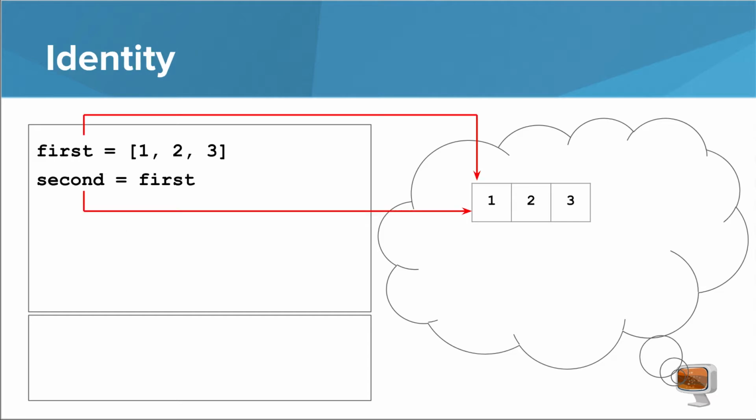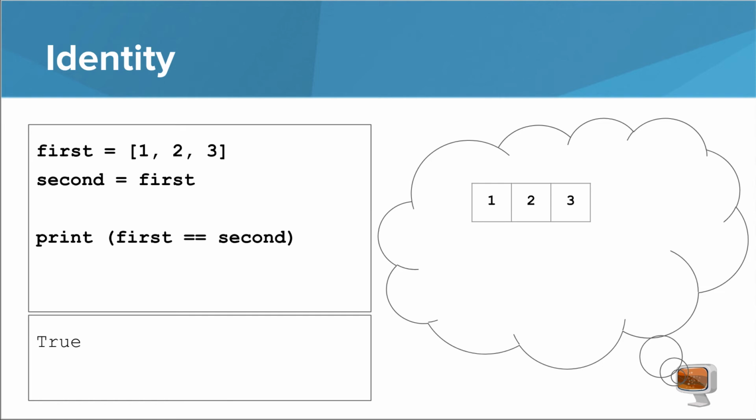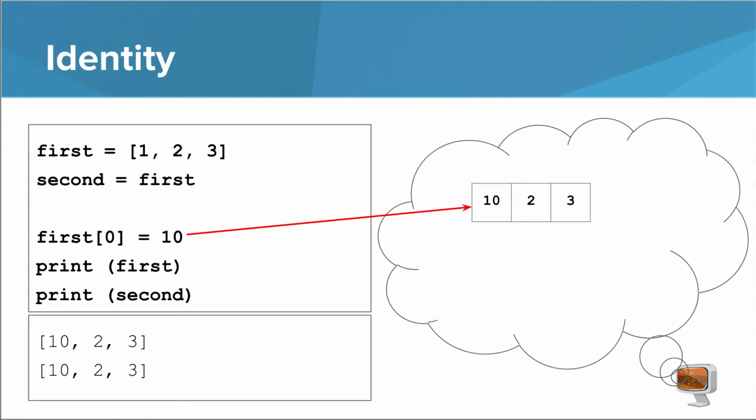Now let's look at this slightly different program. Instead of assigning another list to the variable second, we just assign the value of first. This actually has pretty important implications. The equals equals operator behaves the same way in this case. It decides that first and second are equivalent. However, if you change one of the variables, that change will be reflected in the other one. In addition to being equivalent, first and second are identical.